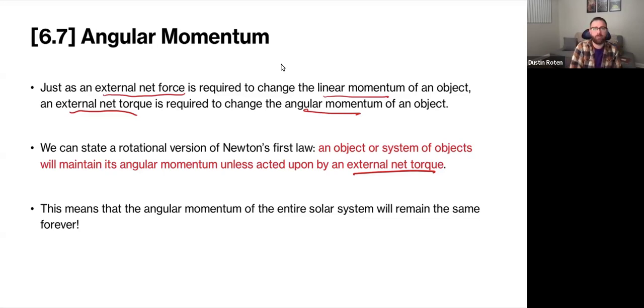This means that the angular momentum of the entire solar system, all these things in our solar system that are rotating, if we look at the big picture and draw a big system around all that, that angular momentum will stay the same forever, right? Because it's conserved.